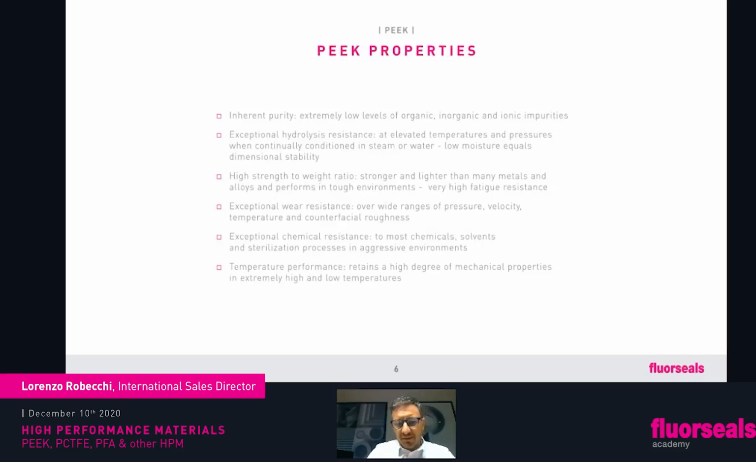So why is PEEK what it is? Well, many properties. It is a pure material. It has an exceptional hydrolysis resistance. We will see an interesting graph on how and to what extent PEEK can be used in water and steam, for example. It is very strong, high strength compared to the weight. One of the main characteristics of PEEK is its mechanical strength. It is very light and yet very strong. This goes together with the wear resistance.